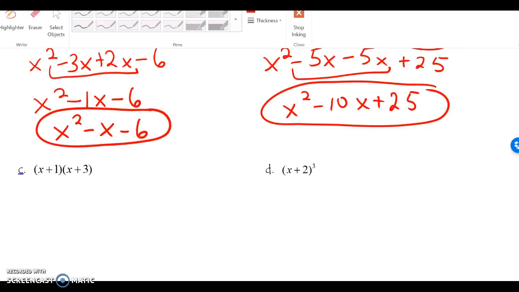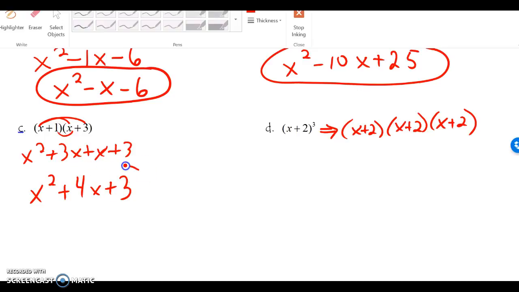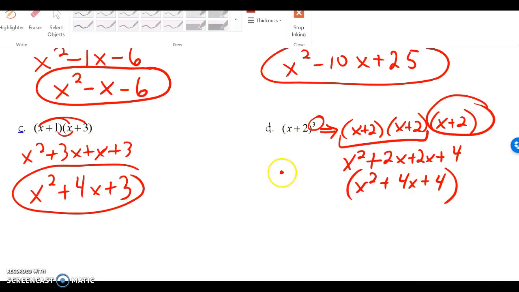Now I'd like you guys to pause and try C and D. Your answer for C, you should have this. For D, you should have realized that you're actually multiplying x plus 2 times itself 3 times because of the exponent of 3, the third power. So to do that, we're going to just take 2 of them, which will result in x squared plus 4x plus 4. Then we still have that other x plus 2.